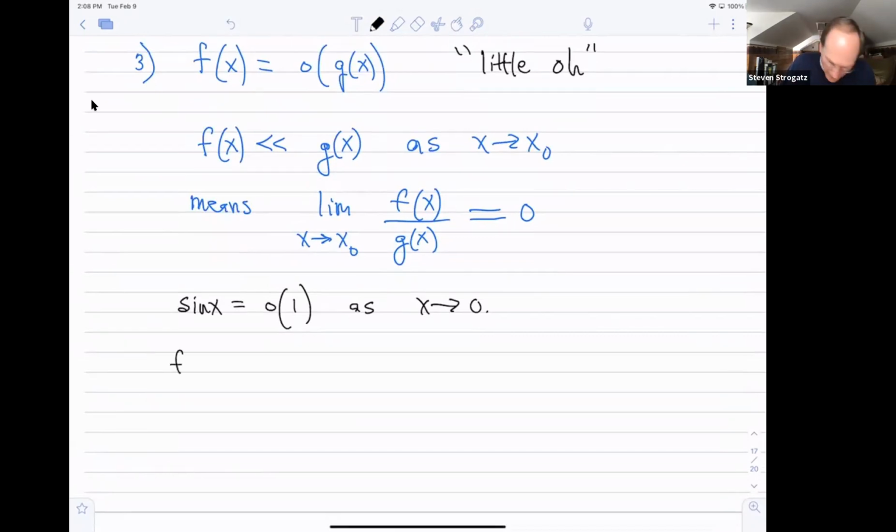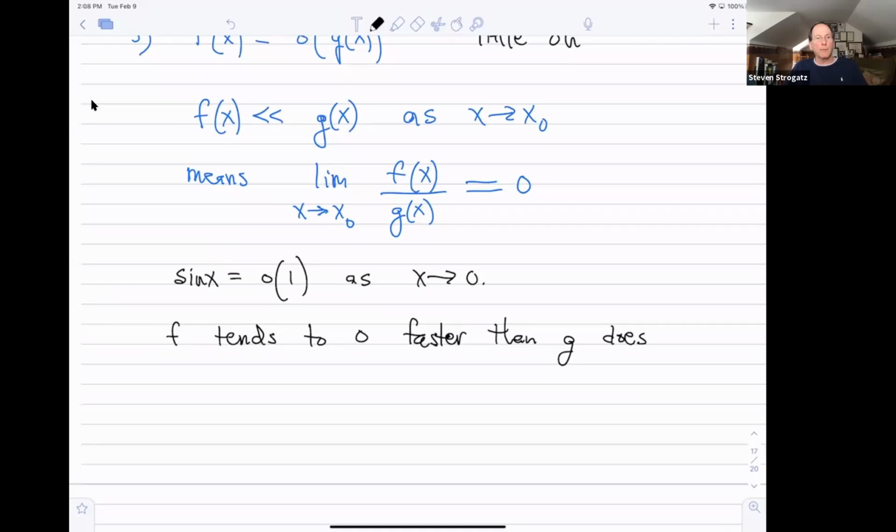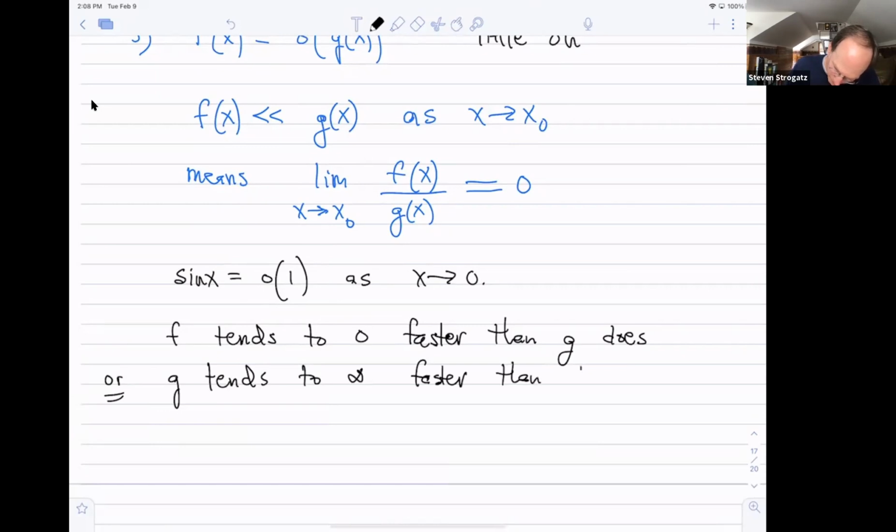I mean, where this will come up is that it means f tends to 0 faster than g does. That's one way you can have this kind of property, that f is getting small faster than g is, or g tends to infinity faster than f does. Those are two different ways that you could have f much less than g.